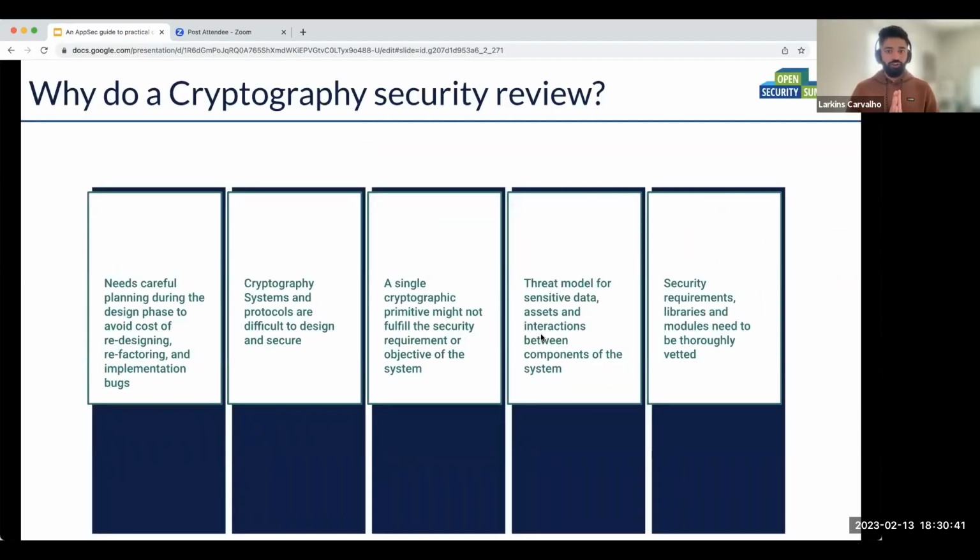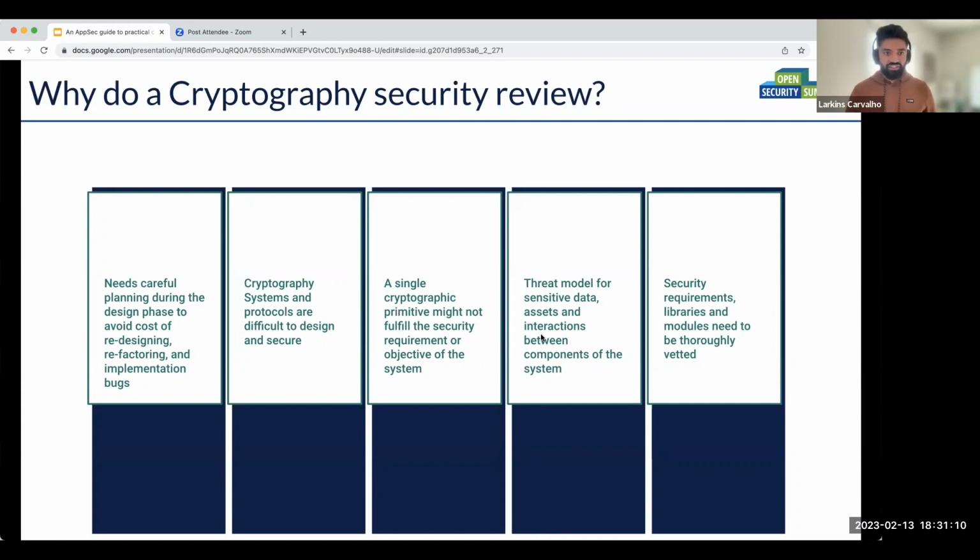So why do a cryptography security review? To make sure that the system is designed based on the security requirements and the claims, we need to understand what is the applicability, what is the data in transit, data at rest, data in use, what are the protection needs, what are different privacy laws, regulation needs, regulatory requirements. Also need to understand data classification. How do we classify this data?